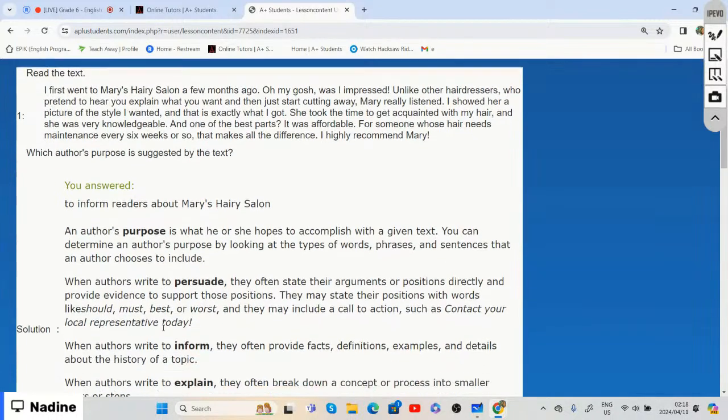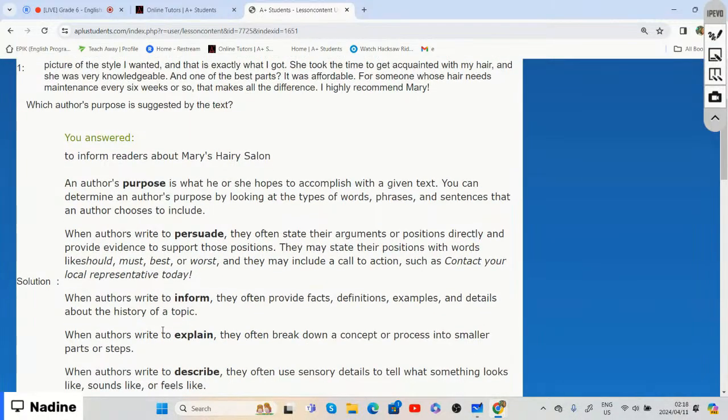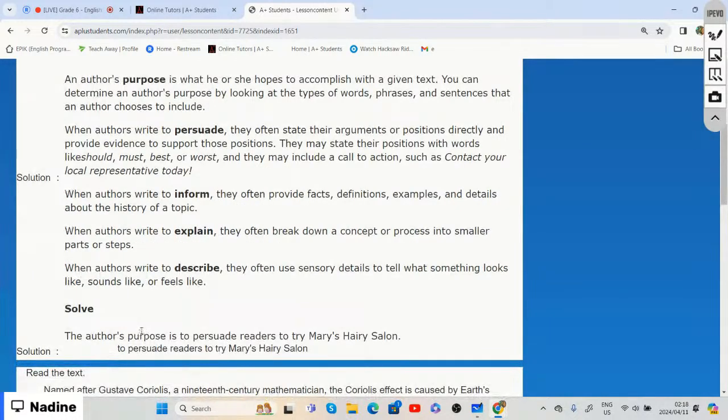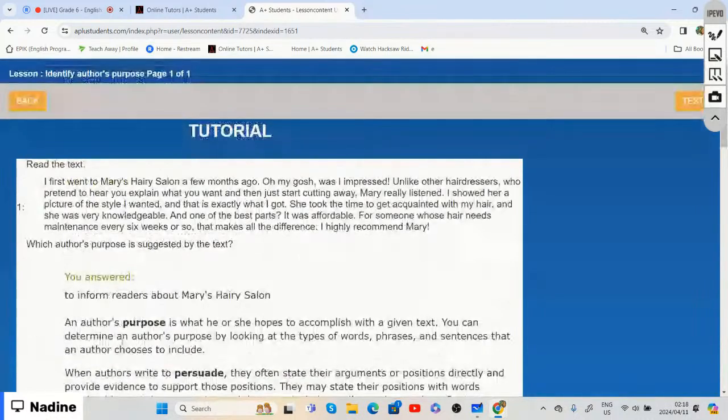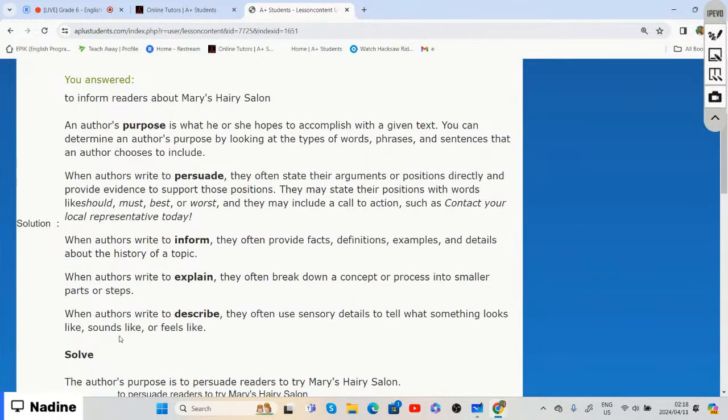Now we need to suggest what is the author's purpose of this text. Which means that, based on a little article on Mary's salon, all right, now we're going on to the next one.